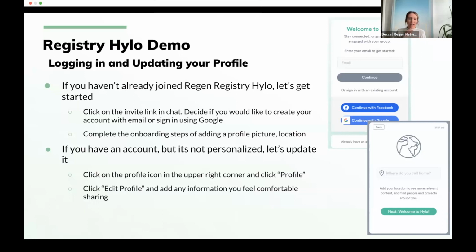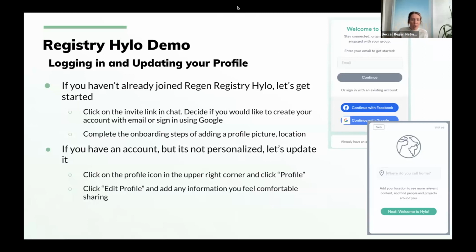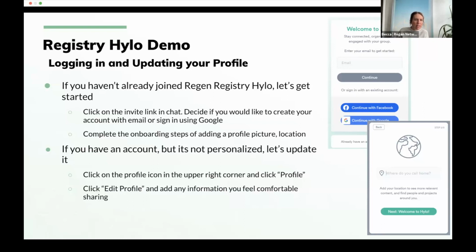If you have already gotten into Hylo, then you can use this as an opportunity to think about what improvements and feedback you would offer to its use and our use of it. So for now, for anyone who has not gotten into Hylo yet, you can click the link in chat, and that's your invite link to get into Regen Registry.